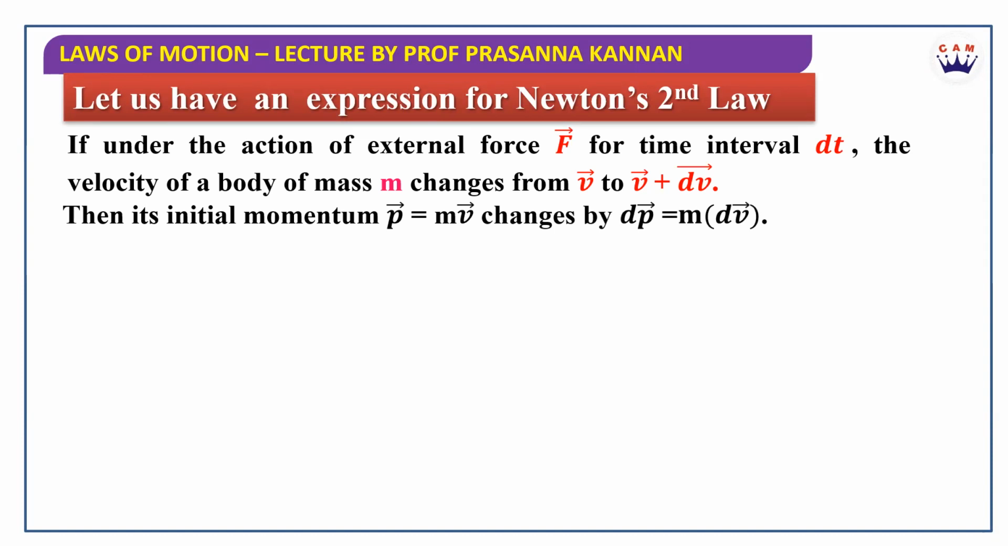Now, if under the action of the external force F for a time interval dt, the mass of the body remains the same, but velocity changes from v to v plus dv. So what is the change? Final value minus initial value. Initially v, now v plus dv. So the change is v plus dv minus v. v cancels. What do you get? dv. Initial momentum p is equal to m into v, changes by dp. dp is nothing but m into dv, since m comes outside.